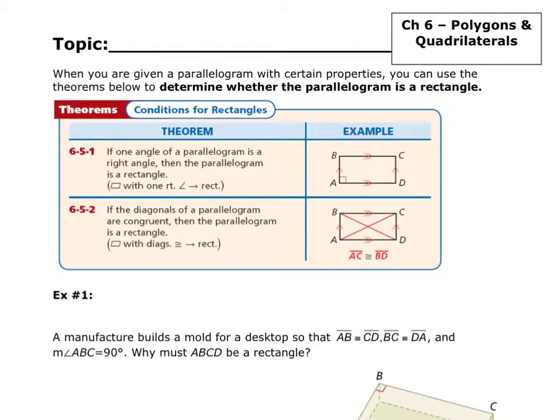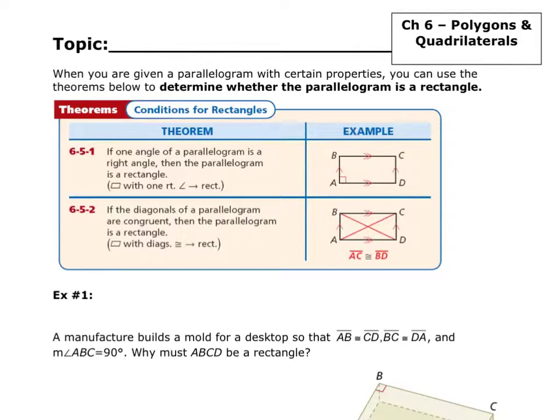Hey guys, today we're going to talk about conditions for special parallelograms. You'll need to make sure that you are writing fairly small because some of these problems have a decent amount of algebra and math to do. Okay, so make sure you're writing fairly small.